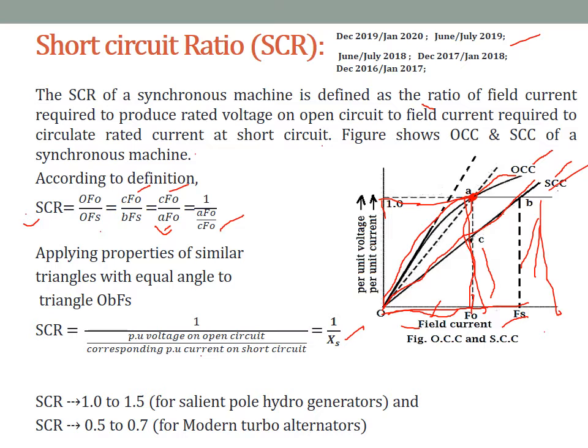Usually the short circuit ratio is 1 to 1.5 for salient pole generators, and for modern turbo alternators the short circuit ratio may be 0.5 to 0.7.